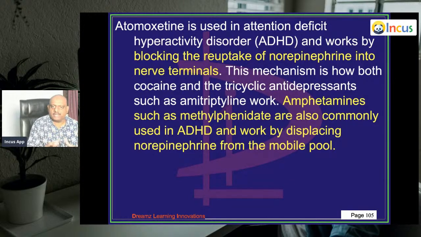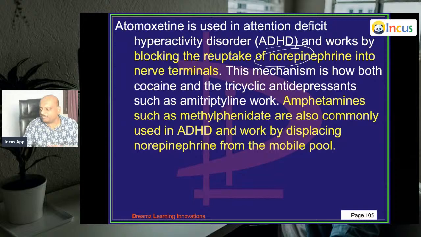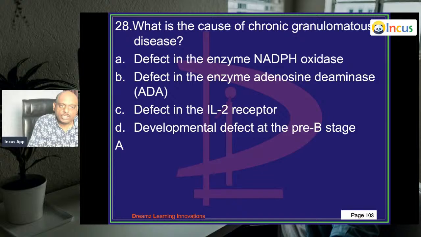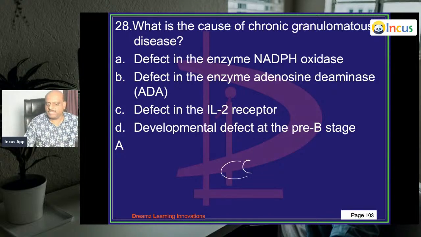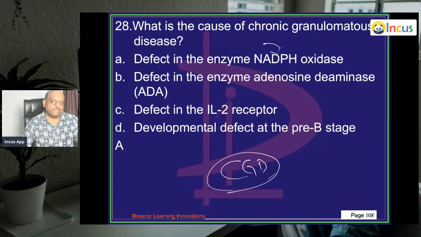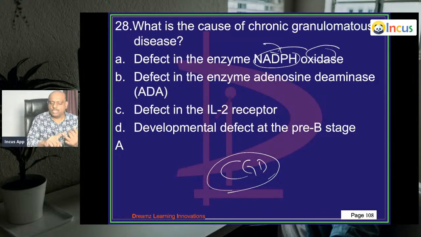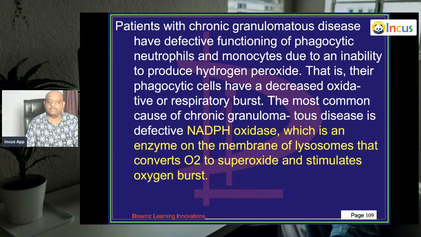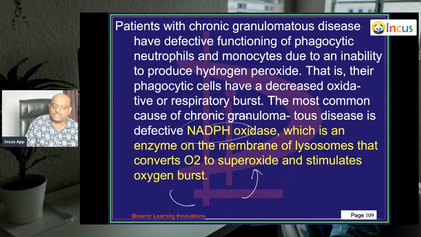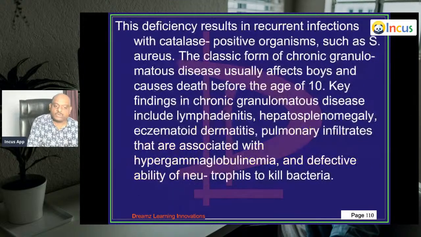So atomoxetine blocks the reuptake of norepinephrine into the nerve terminals. That's what you need to remember. Chronic granulomatous disease, CGD, is because of deficiency of NADPH oxidase. Once more, doctor: Chediak-Higashi, Wiskott-Aldrich syndrome, chronic granulomatous disease. All these things, you should be 100% sure when you are going for the exam tomorrow. NADPH oxidase converts oxygen to superoxide and stimulates the oxygen burst is what you need to remember.